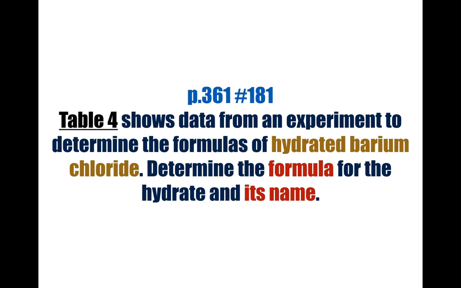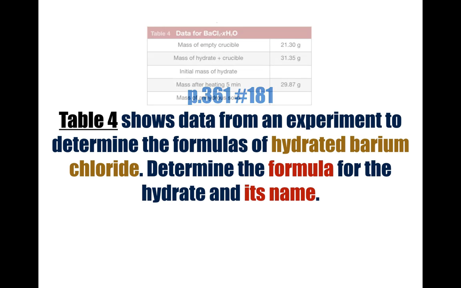So let's take a look at a problem in the book, page 361, number 181. We have a table here. I'll show you the table in just a second. It shows data from an experiment, one that you will conduct in class, to determine the formula of hydrated barium chloride. It's hydrated, that means that water molecules are attached to barium chloride. Determine the formula for the hydrate and its name.